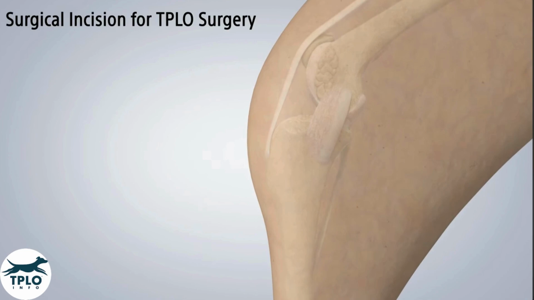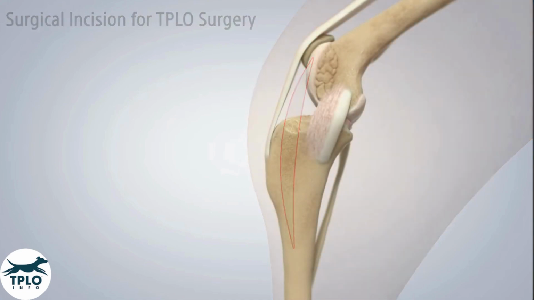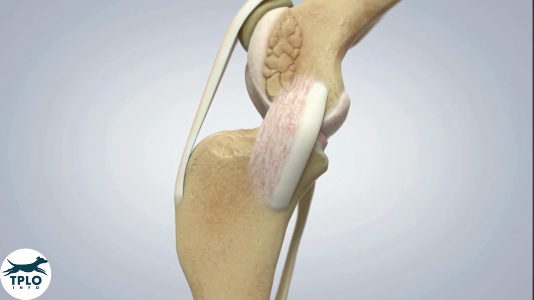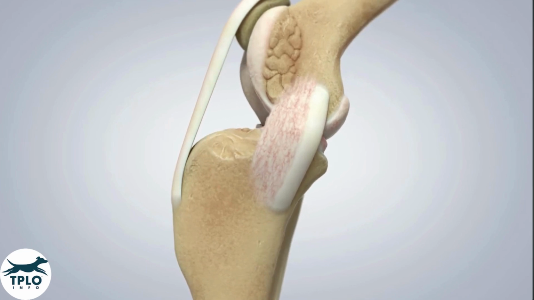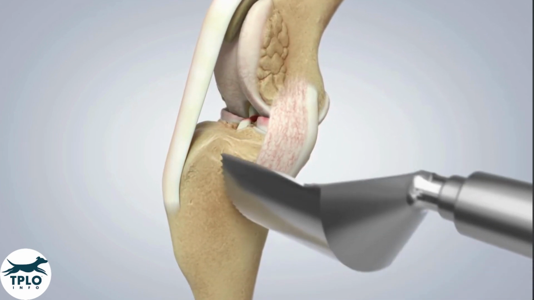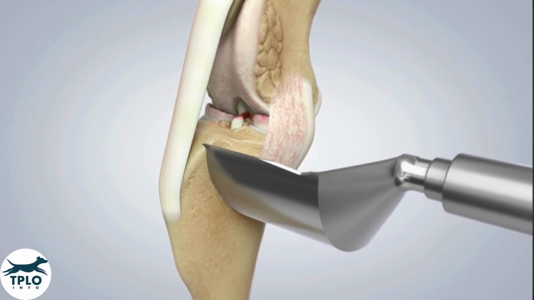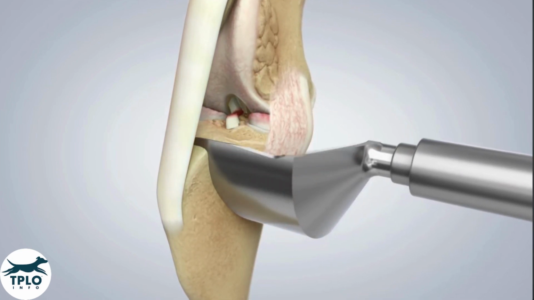We make a skin incision over the medial aspect of the proximal tibia. This incision allows for us to access the top of the tibia. A special blade is used to avoid excessive trauma when cutting the bone. This blade is planned for and then carefully inserted, and the tibial osteotomy is performed.